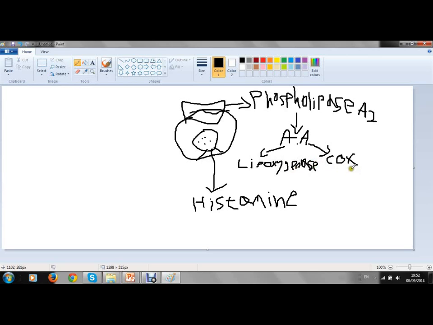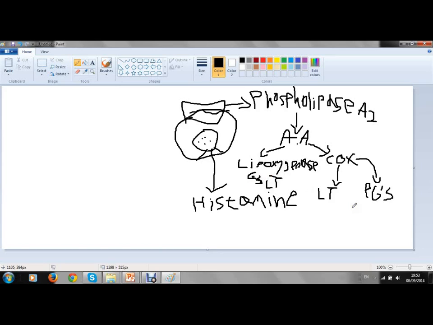So the idea with COX is that it will basically be responsible for synthesizing the mediators of inflammation, which are prostaglandins, okay, and also leukotrienes. And lipoxygenase will help in synthesizing also certain types of leukotrienes.